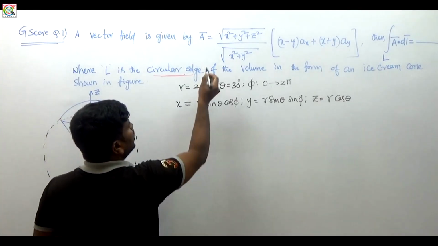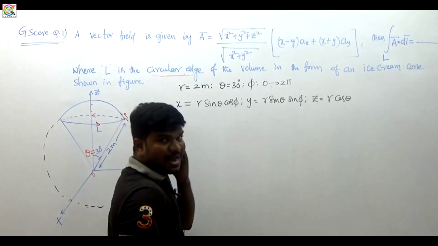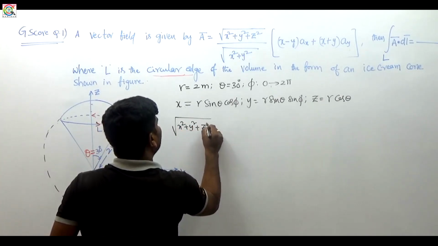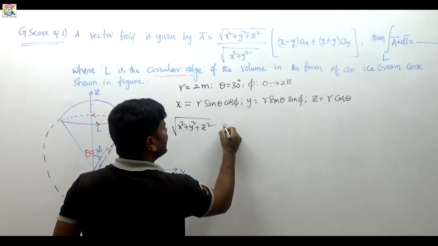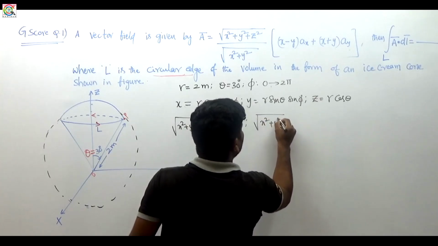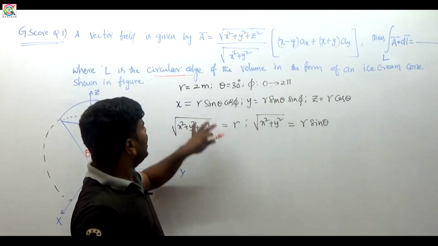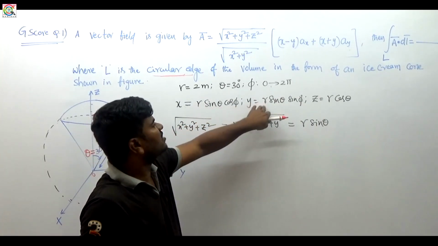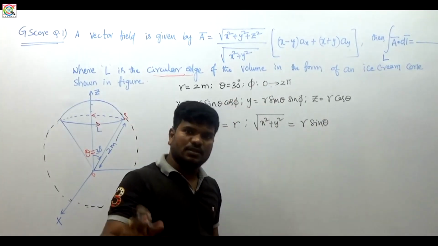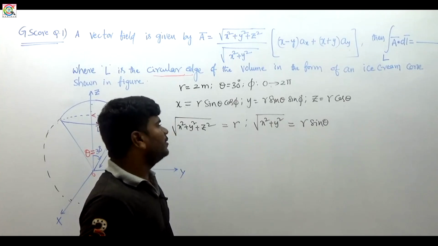Now if you square x, y and z and add them, how much will I get? Under root x square plus y square plus z square. If you square these values and add, you will get r, right? Now if you take x square plus y square under root, you will get r sin theta. Simple. x square is r square sin square theta cos square phi, plus r square sin square theta sin square phi. Take r square sin square theta as common, and you get cos square phi plus sin square phi, which gives you 1, right? So finally you will get r sin theta.